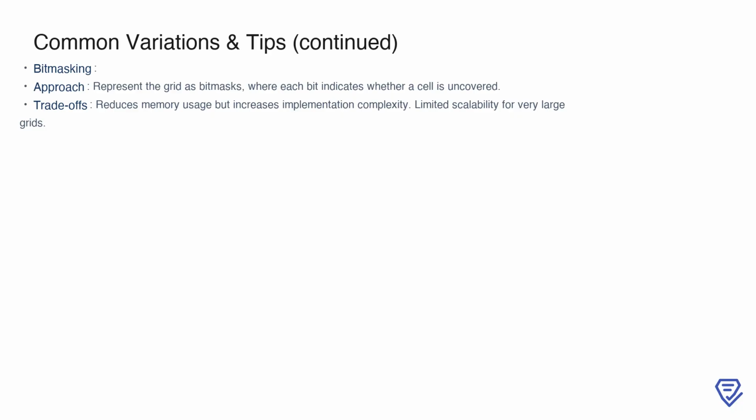However, the trade-off is that bit masking increases implementation complexity, as working with bits often requires additional operations to manipulate and interpret the data. Moreover, while bit masking can be highly efficient for smaller grids, it has scalability limitations with very large grids. Therefore, it's important to weigh the memory savings against the added complexity and ensure the approach aligns with the problem's constraints and requirements.